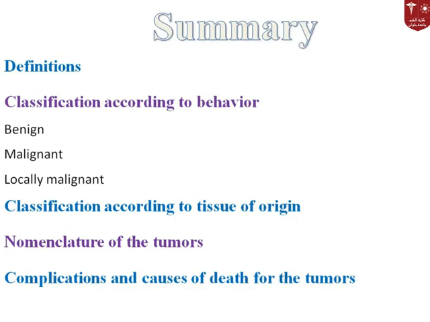And we classified the tumor according to behavior into benign, which has better prognosis, malignant, which has worse prognosis, and locally malignant, which is in between. And we classified the tumor according to the tissue of origin into epithelial and mesenchymal. And we outlined the nomenclature of the tumors, in which benign tumors have the word oma in the final part of the name, while malignant tumors have the word carcinoma if the tumor arises from the epithelium, or sarcoma if the tumor arises from mesenchymal tissue.